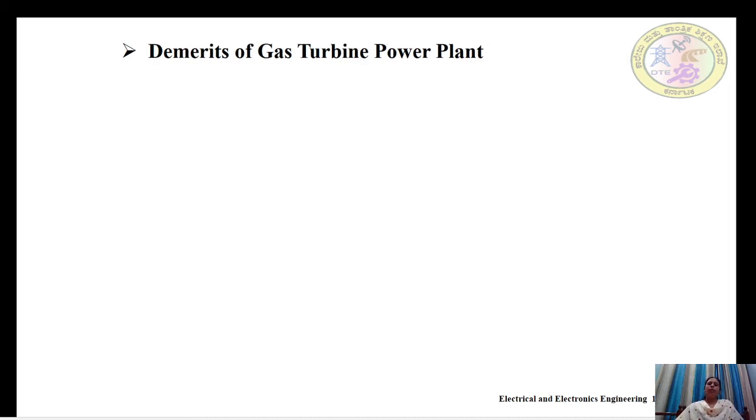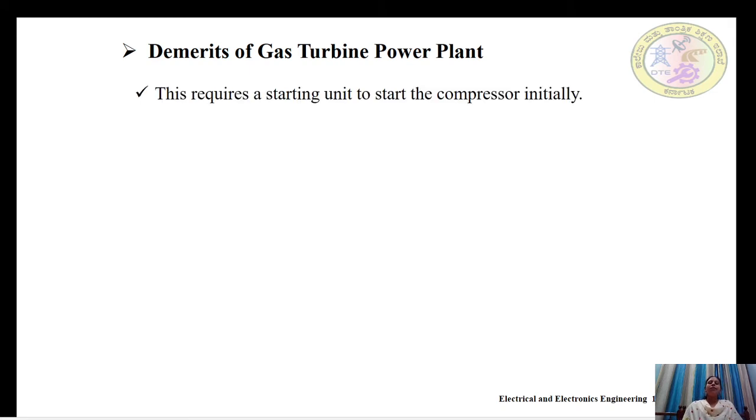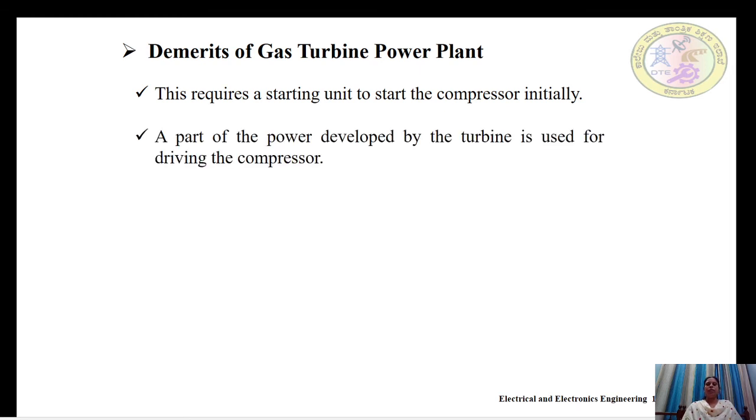What are the demerits of gas turbine power plant? This requires a starting unit to start the compressor initially. So to start the compressor, a starting unit is needed. This starting unit needs some external power. To start, we need the compressor, and the compressor needs extra power. This is one of the demerits of gas turbine power plant.